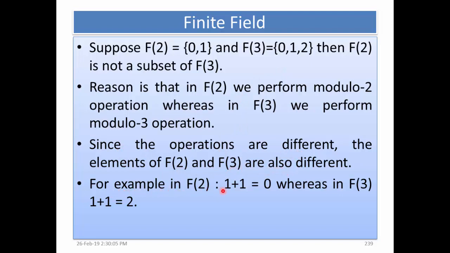For example, in F2, 1 plus 1 is equal to 0, as we know that 1 plus 1 is equal to 2, and if I take 2 divided by 2, the remainder is 0. Whereas in F3, 1 plus 1 is equal to 2. Why? Because this 2 is present in this set, so we don't need to take any modulo or division. This 2 can be represented in F3, but this 2 cannot be represented in F2. So for F2, 1 plus 1 is equal to 0, whereas in F3, 1 plus 1 is equal to 2.